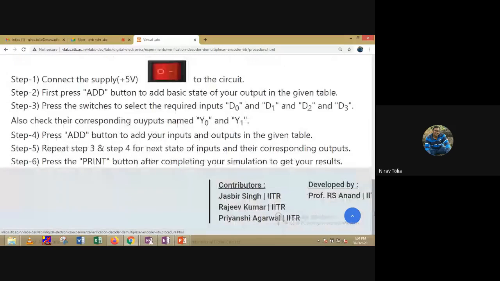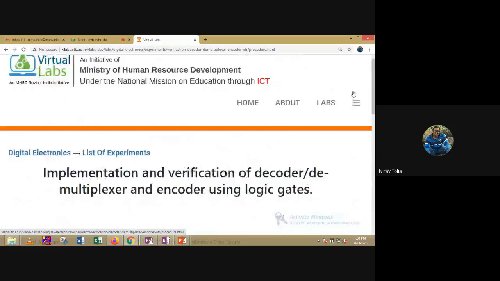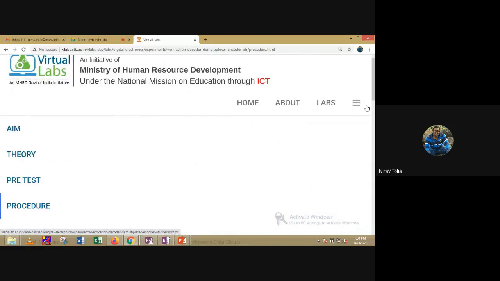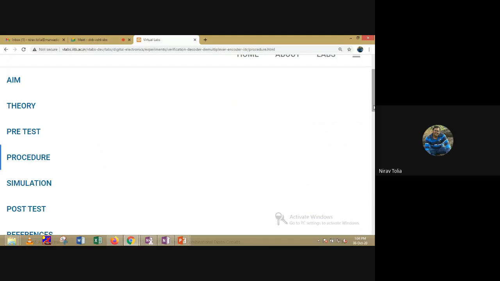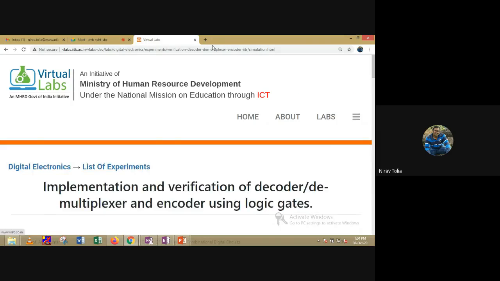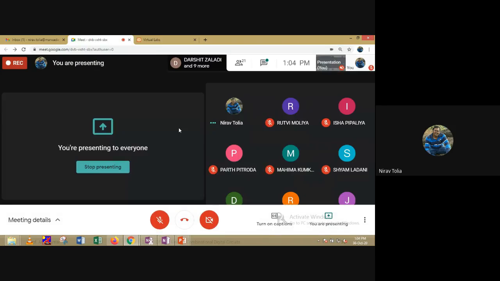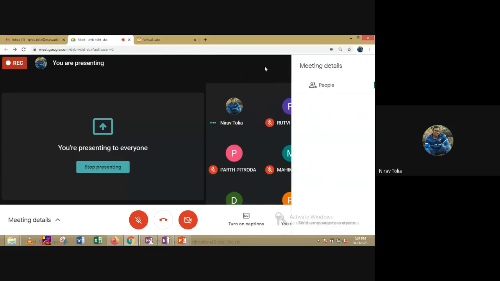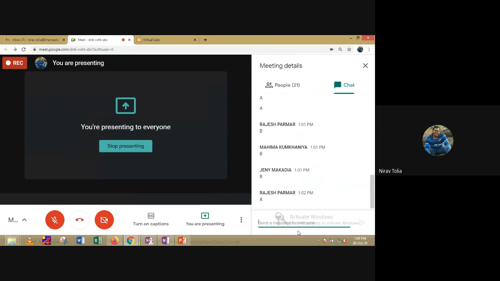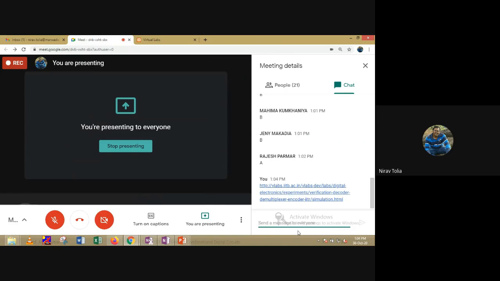So this is the procedure for the encoders and the decoders. So let's move to the simulation process. Let me share the link with you. Now you click on the link and start the simulation by yourself.